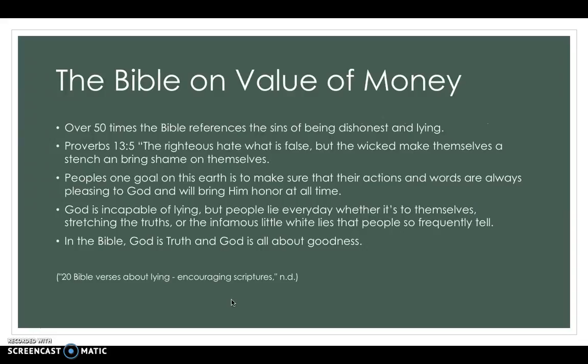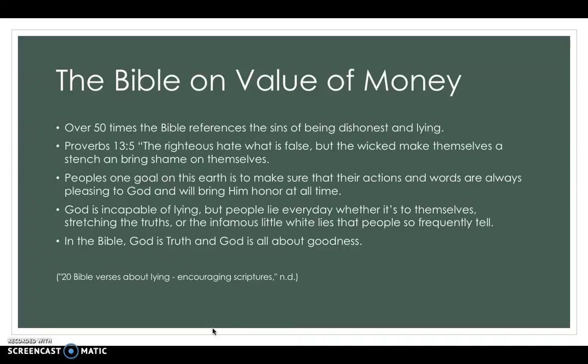The Bible on the value of money. Over 50 times the Bible references the sins of being dishonest and lying. Proverbs 13:5, the righteous hate what is false, but the wicked make themselves a stench and bring shame on themselves. People, one goal here on earth is to make sure that their actions and words are always pleasing to God and will bring him honor at all times.